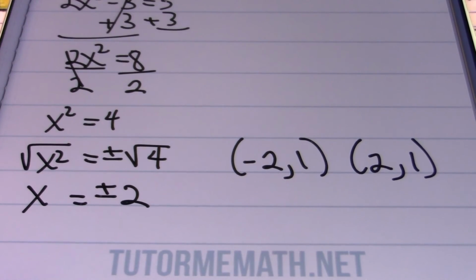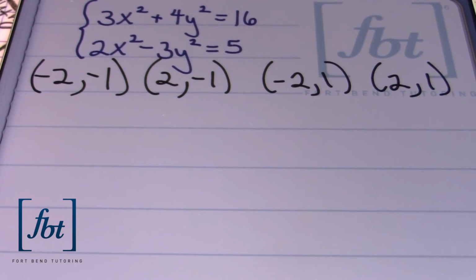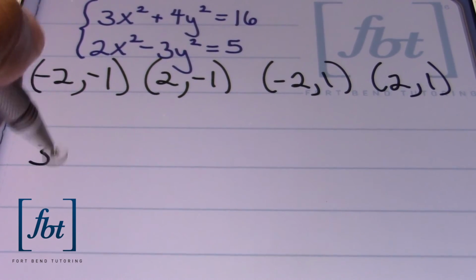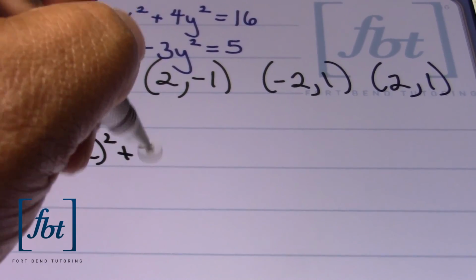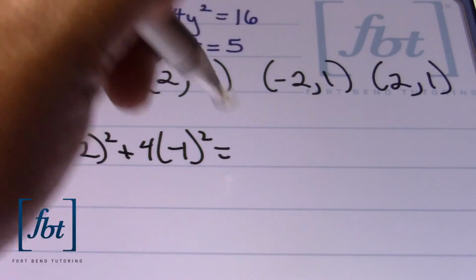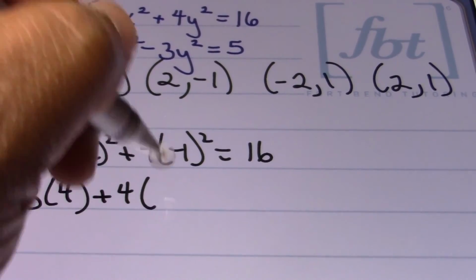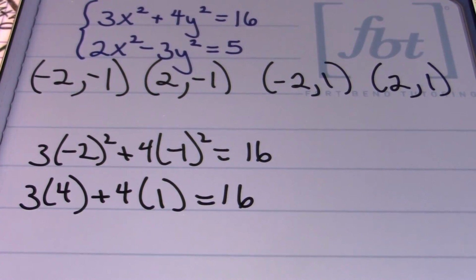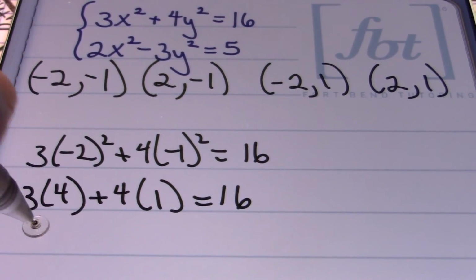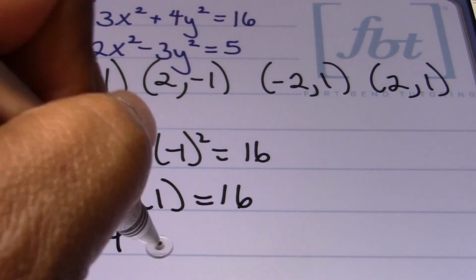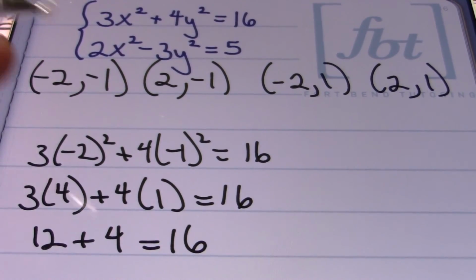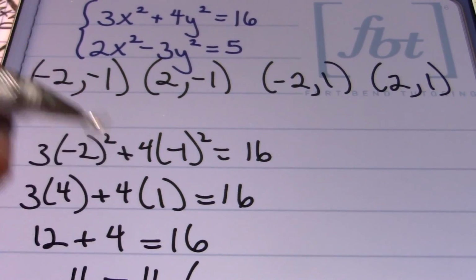Remember, for a potential point to be a solution to the system, the solution has to make a true statement in every equation in the original system. Let's try testing out the first point in our original system to see if it gives us true statements in both equations. So we'll rewrite this as 3 times -2 squared plus 4 times -1 squared, and this needs to equal 16. We know that -2 squared is 4, and we know that -1 squared is 1. So the product of 3 and 4 is 12, and 4 times 1 is 4. And the last time I checked, guys, 12 plus 4 equals 16. So since 16 equals 16, this works.